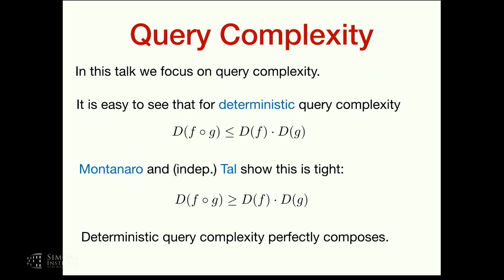Okay, so let me talk about some composition theorems that are known for query complexity. Start off with the deterministic case. It's very easy to see that the deterministic query complexity is submultiplicative, right?